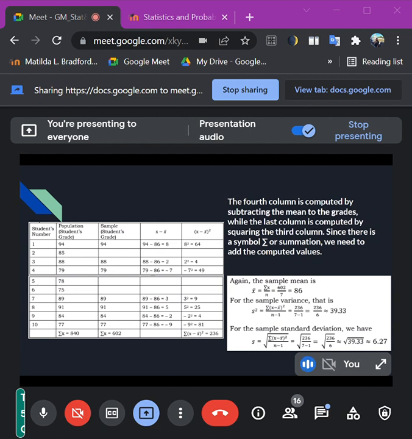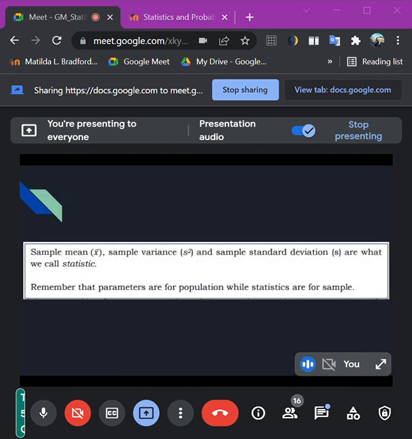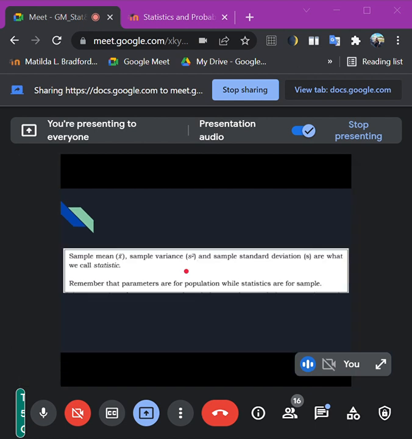And that is now your statistics. Remember that sample mean, sample variance, and the sample standard deviation are what we call statistic. Okay? Parameters, population, statistics, sample. Okay? So that is for parameters and statistics.